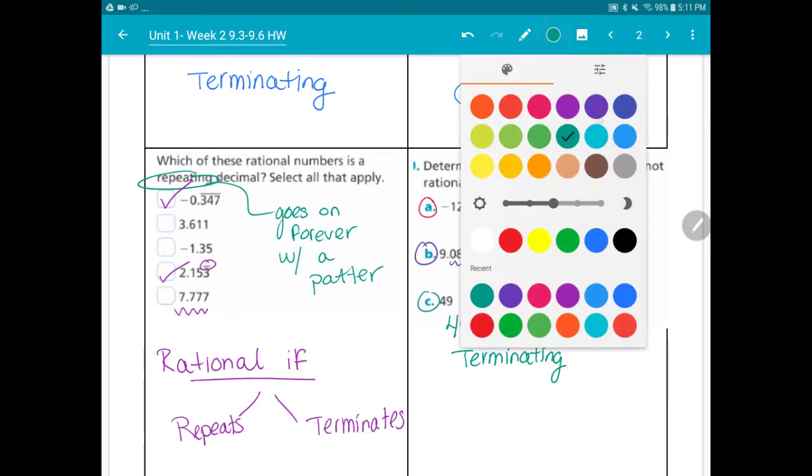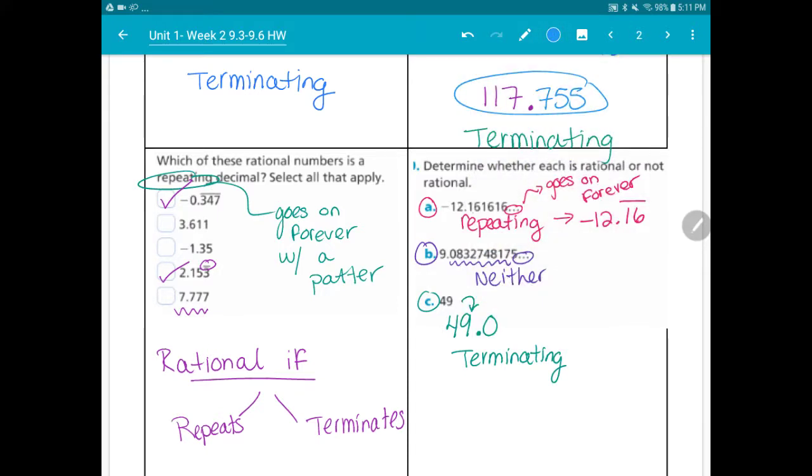So now let's say if it's rational or irrational. Remember, if it repeats, it's rational. If it terminates, it's rational. If it's neither, it's not. So this is rational. So yes, rational. This is neither, so this is not rational. And then this is rational.